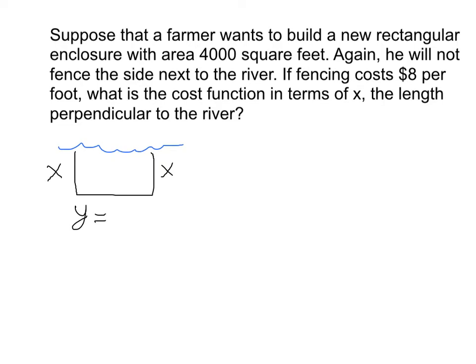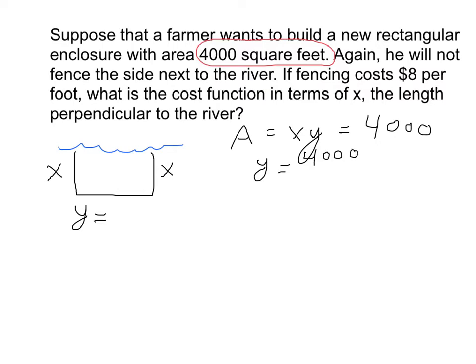What we do know for a fact is that the area of this thing should be 4,000 square feet. Again, that's in the problem up here. So if I work this out, the area, which is equal to x times y, should equal 4,000. What that says is that I can then solve for y. That's just going to be 4,000 divided by x. So over here I have y is equal to 4,000 divided by x.